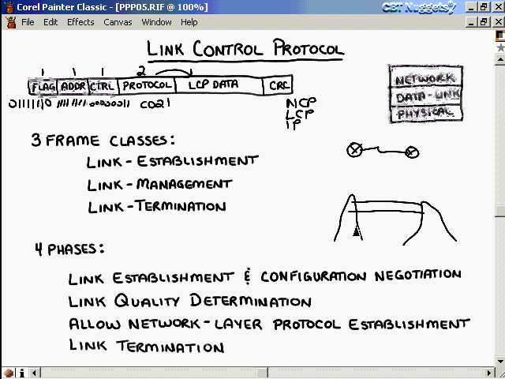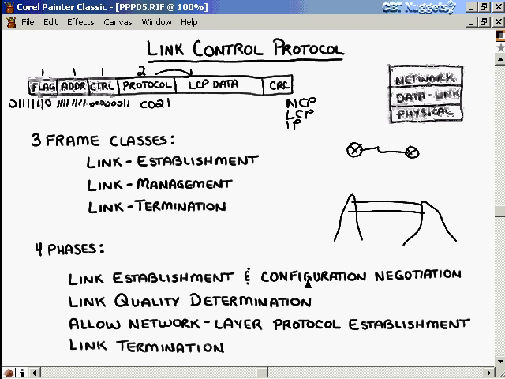The first of the 4 phases is link establishment and configuration negotiation. So we're going to establish connectivity on the data link layer, and we're going to negotiate the different configuration variables. Remember, we talked about the advanced variables, the maximum receive unit, the fact of whether or not we're going to use magic numbers or even the compression. That all happens here. Okay.